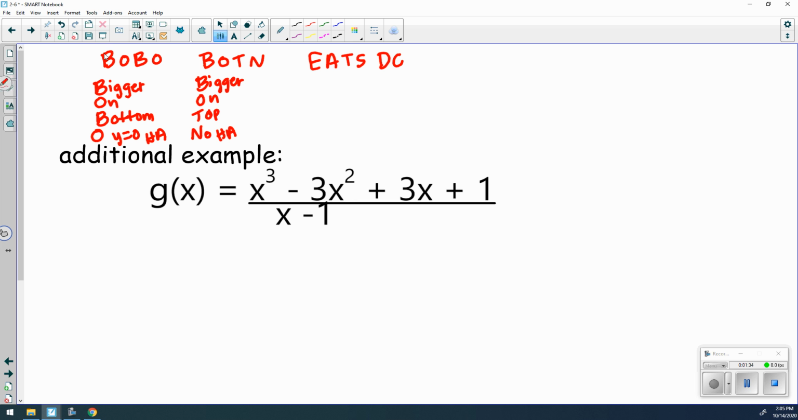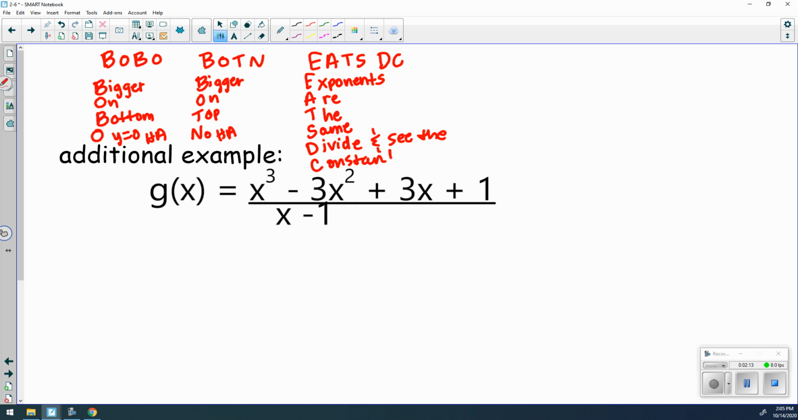And then finally, EATS DC. What does that stand for? It stands for each of the exponents, or the leading exponents are... oh, I forgot my S. EATS, S stands for same. So let me erase and fit in my S. So exponents are the same. DC stands for divide the constants.